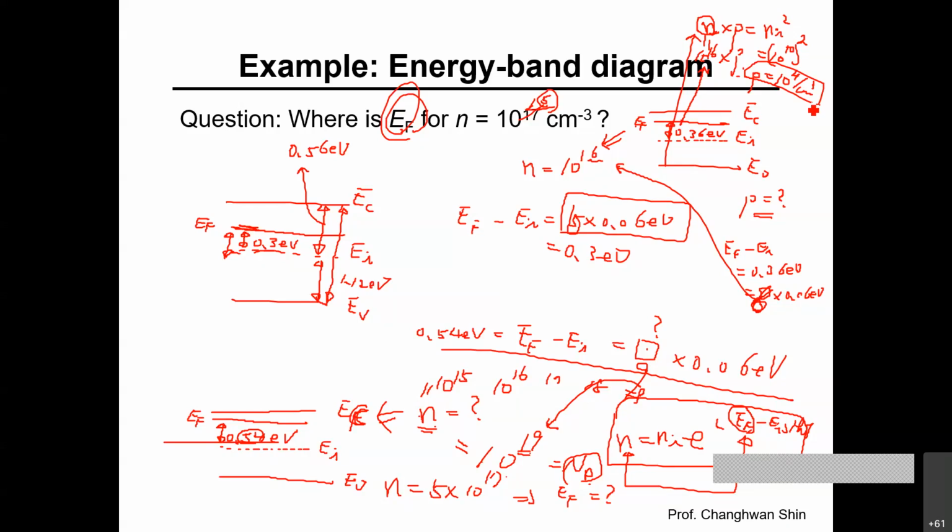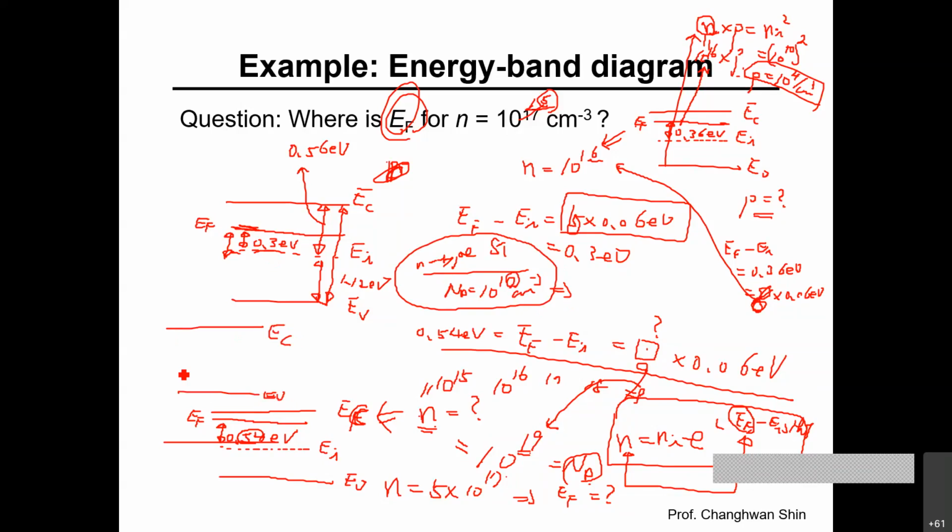And now let's do the reverse process. You have an n-type silicon sample, and the doping concentration is 10 to the 17 per cubic centimeter. Can you draw the energy band diagram of this n-type silicon material? Definitely you can do that. Because there is 7 times 0.06, the answer is just to draw the two parallel lines. And here is the intrinsic Fermi energy level. And I said 7 times 6.